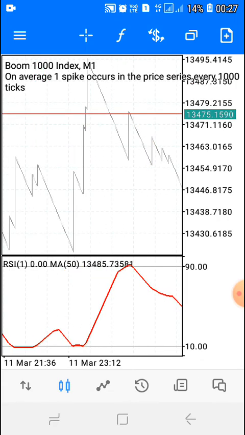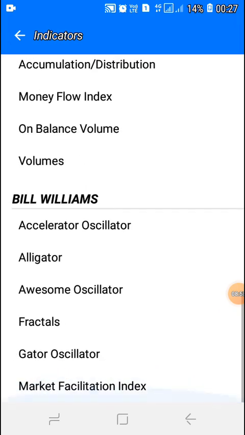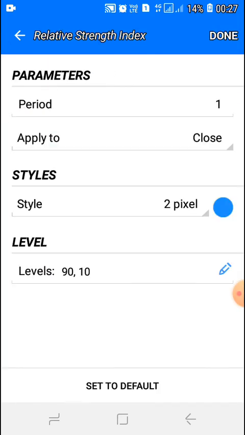So what we're going to do now is we are going to add another indicator to the chart. So the next indicator is our RSI again, okay? So you're going to click on relative strength index. Make sure that your parameters are the same as mine.